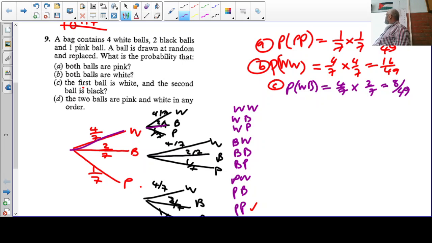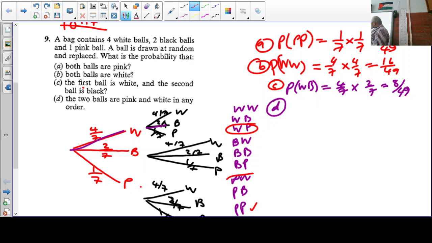Okay. Let's look at D. In D, the question says 2 balls, pink and white, in any order. So pink and white can be that branch there, not so?